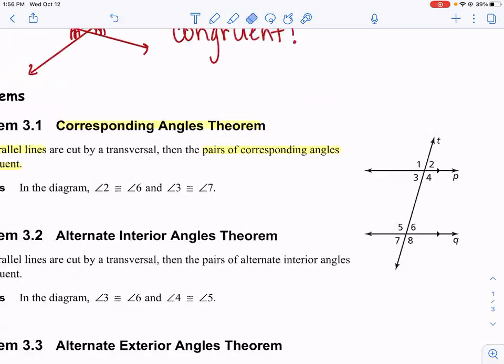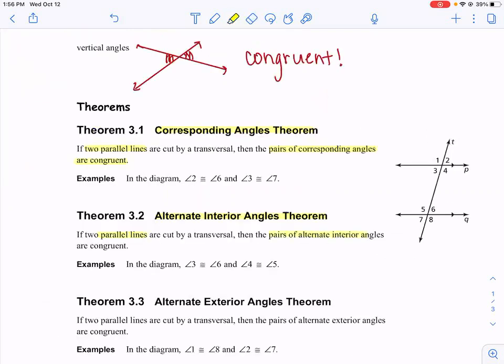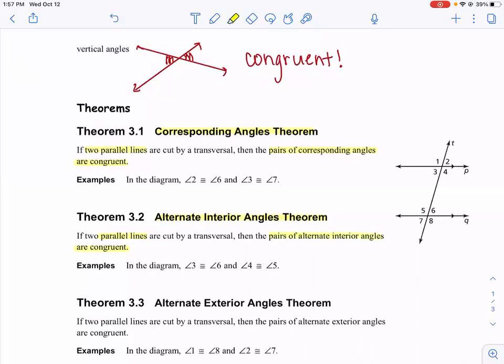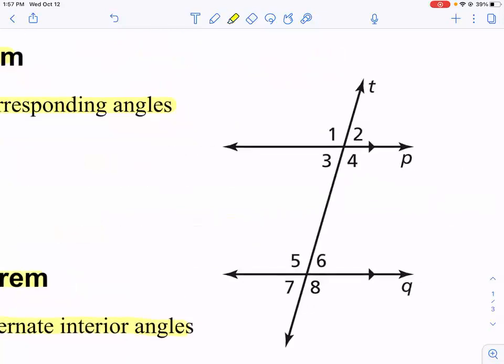Guess what? If we have parallel lines, then any pairs of alternate interior angles are, you guessed it, congruent. I'm going to zoom in on this picture. Rhett, give me a pair of alternate interior angles. 3 and 6. 3 and 6 are alternate interior angles.